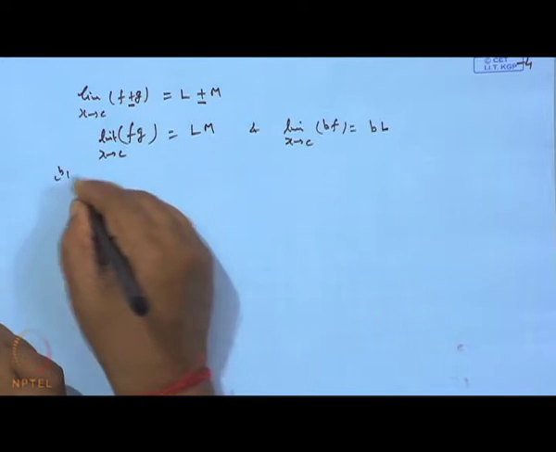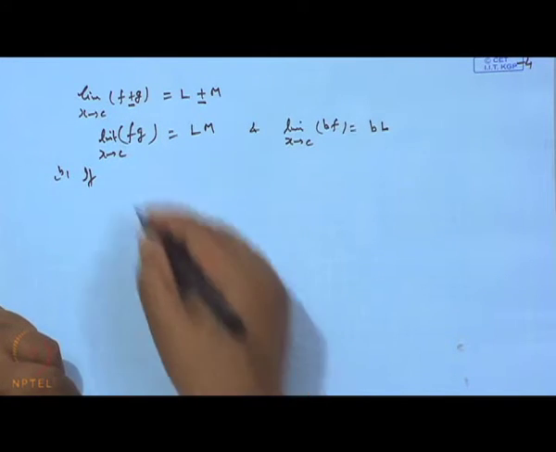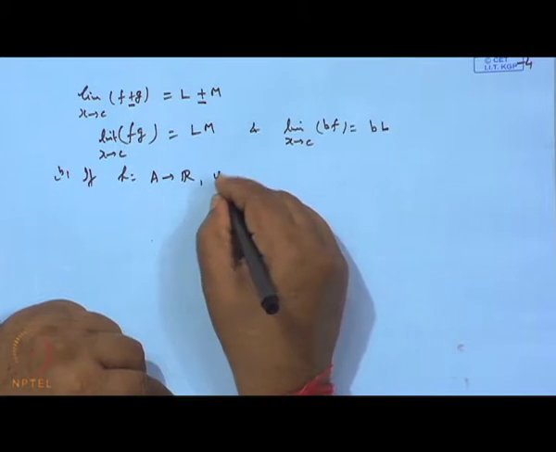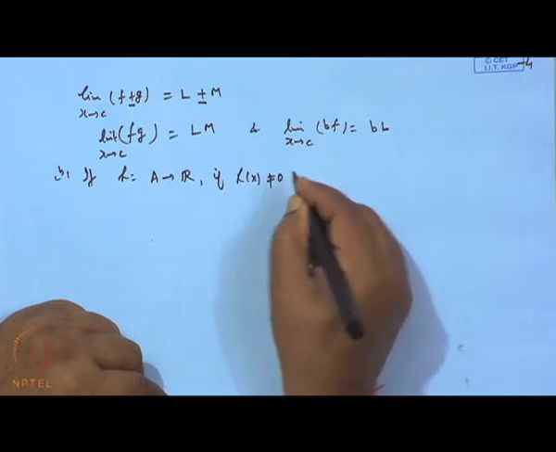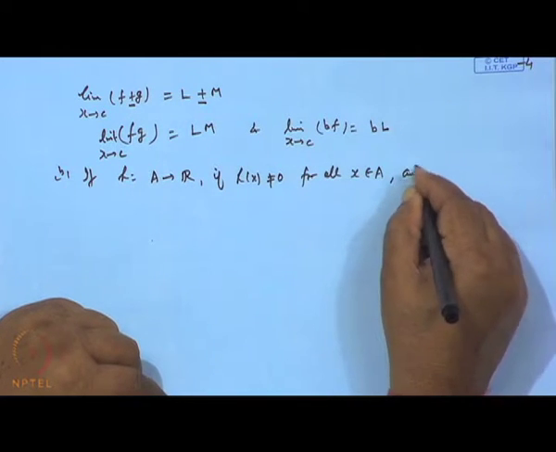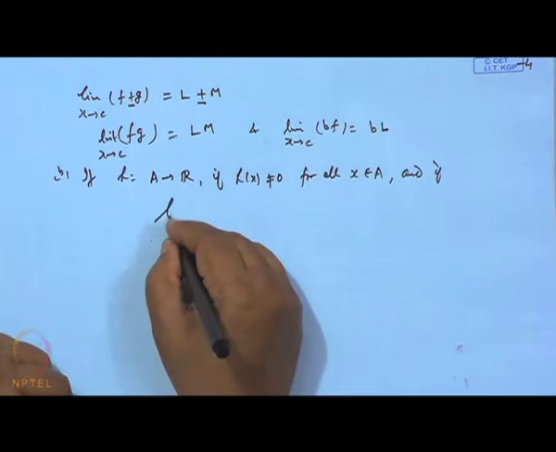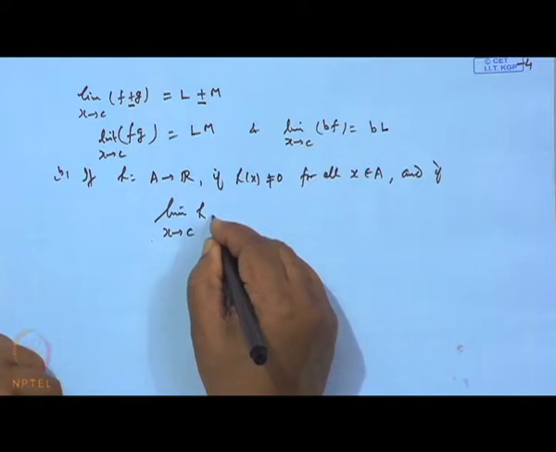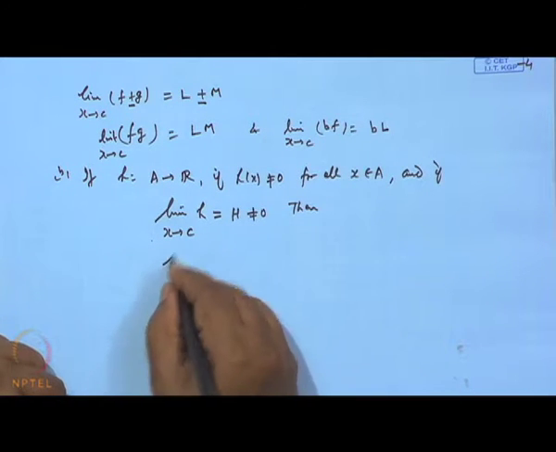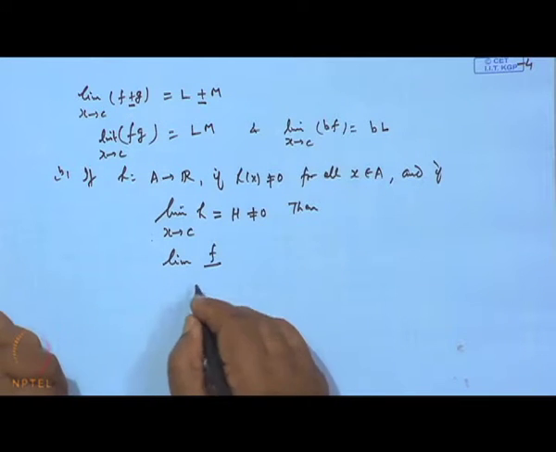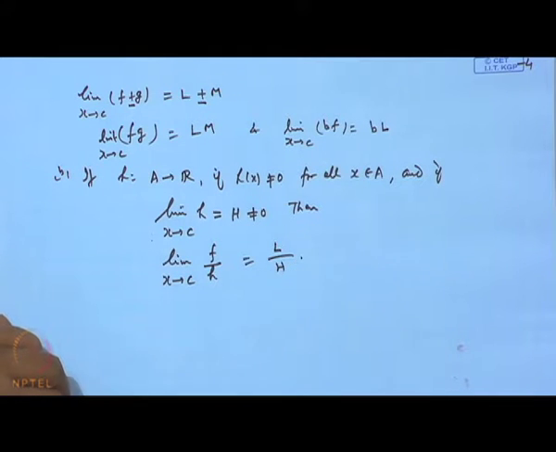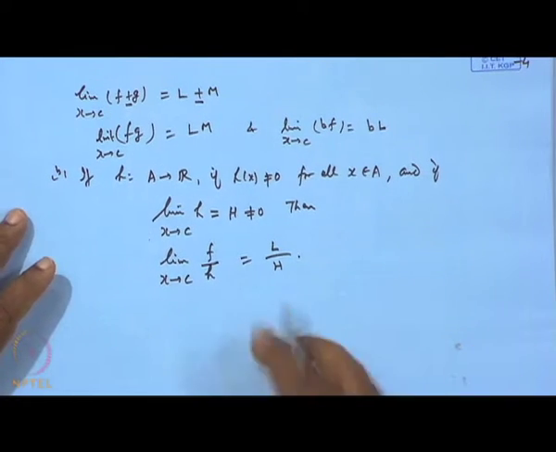And further, if h is a mapping from A to R, a function, and if h(x) is not equal to 0 for all x belonging to A, and if the limit of h when x tends to c exists and is different from 0, then the limit of this ratio f over h when x tends to c is nothing but L by H. Okay. So, the proof is okay.